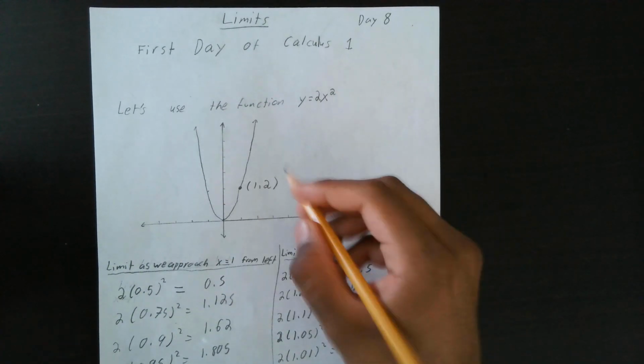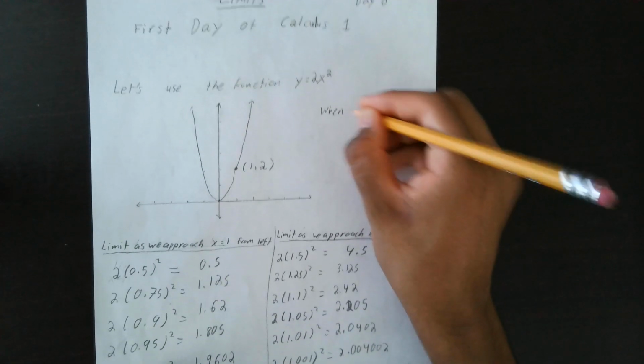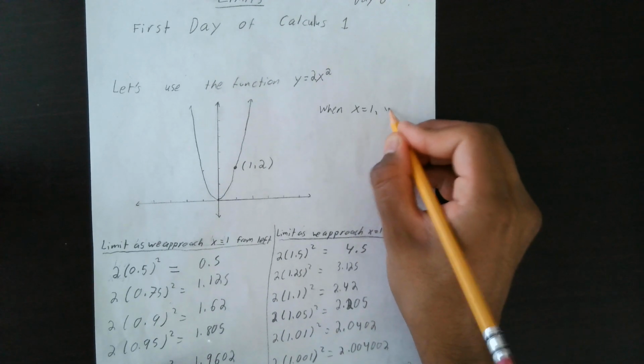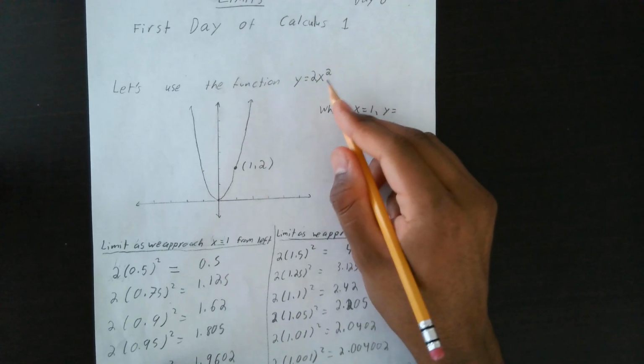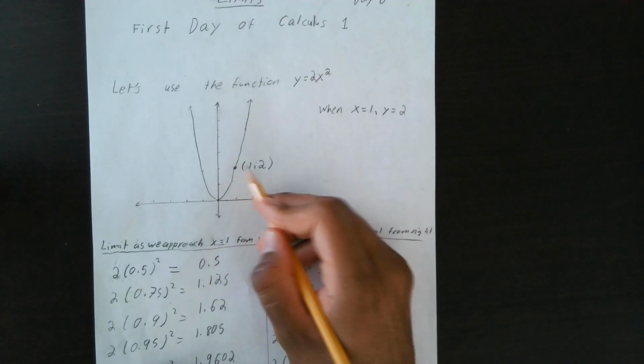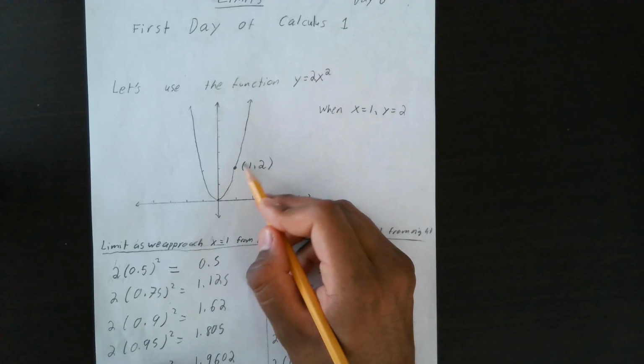So when x is equal to 1, then y is equal to, let's see, 2 times 1 squared, that's 2. So we see that right here. We plotted that point right here, 1 comma 2.